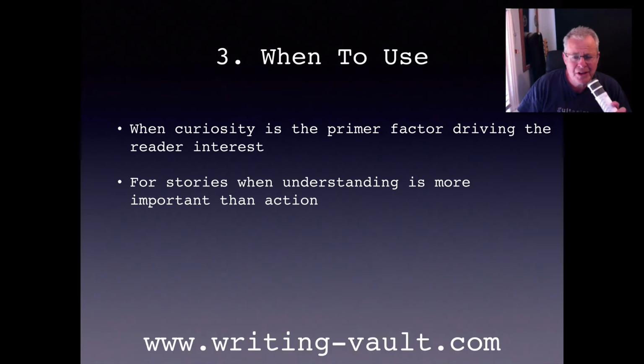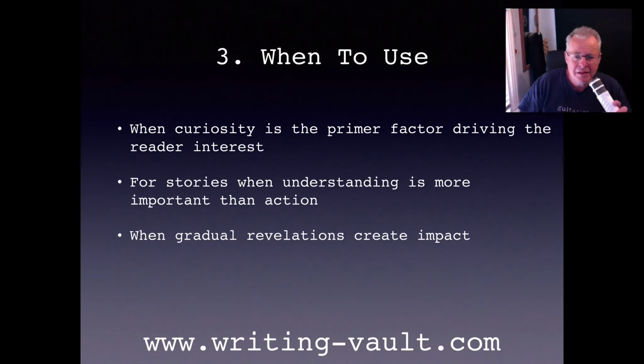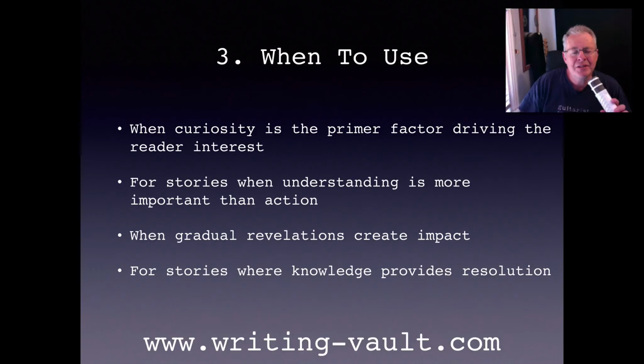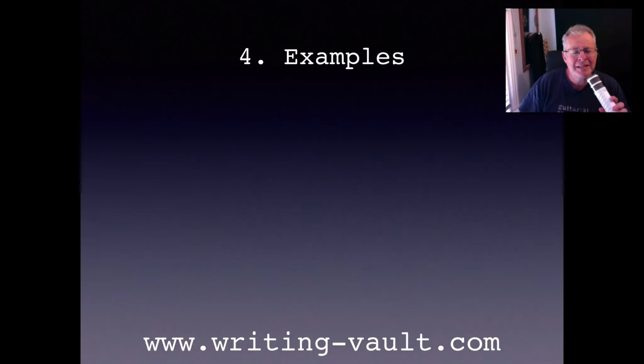You also use this story type when understanding what's happened is more important than action. Use this story type when gradual revelations, clues, things that lead the reader to discover for himself, this is what's going on. When these gradual revelations create impact, the explanation story is probably the story type you want to use. And also for stories where a piece of knowledge provides the resolution to the story, discovering a piece of knowledge, completing a puzzle. Let's look at some examples.